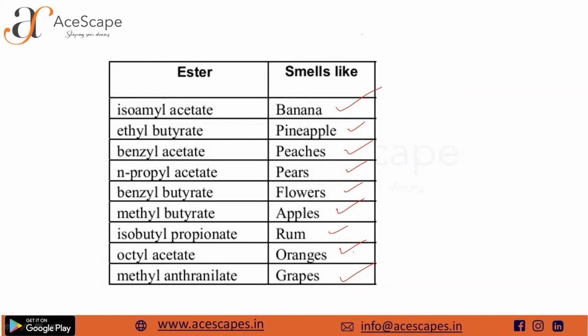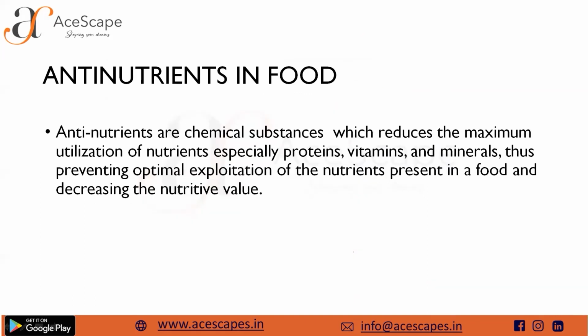You have to see. So now we'll move on to anti-nutrients in food. So what do you mean by anti-nutrients? Normally, we'll be taking our macro and micronutrients, right? So in our food, we'll be having protein, carbohydrate, fat, minerals, and vitamins. So normally we'll ingest our food and it has to digest, right?